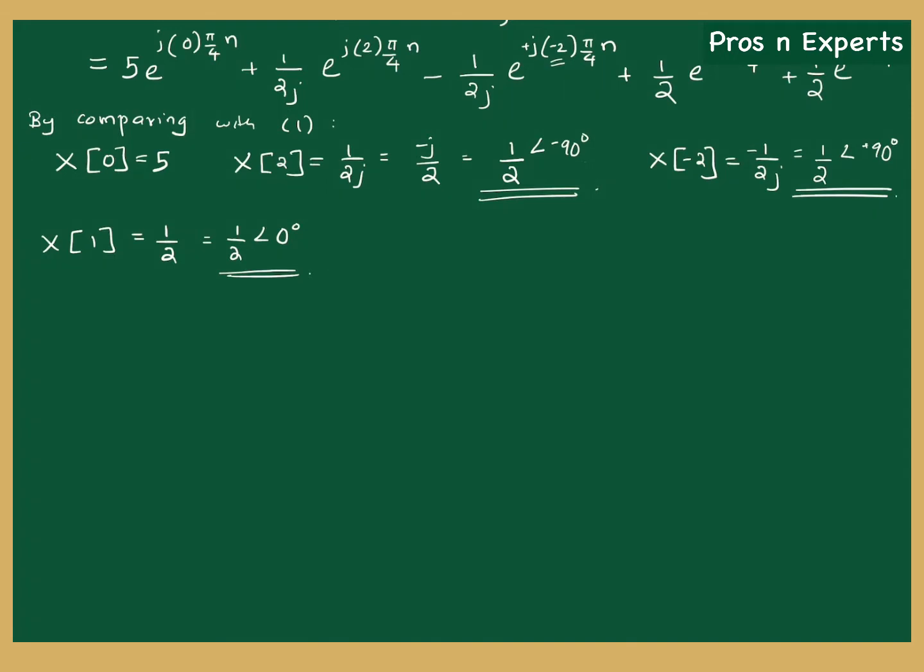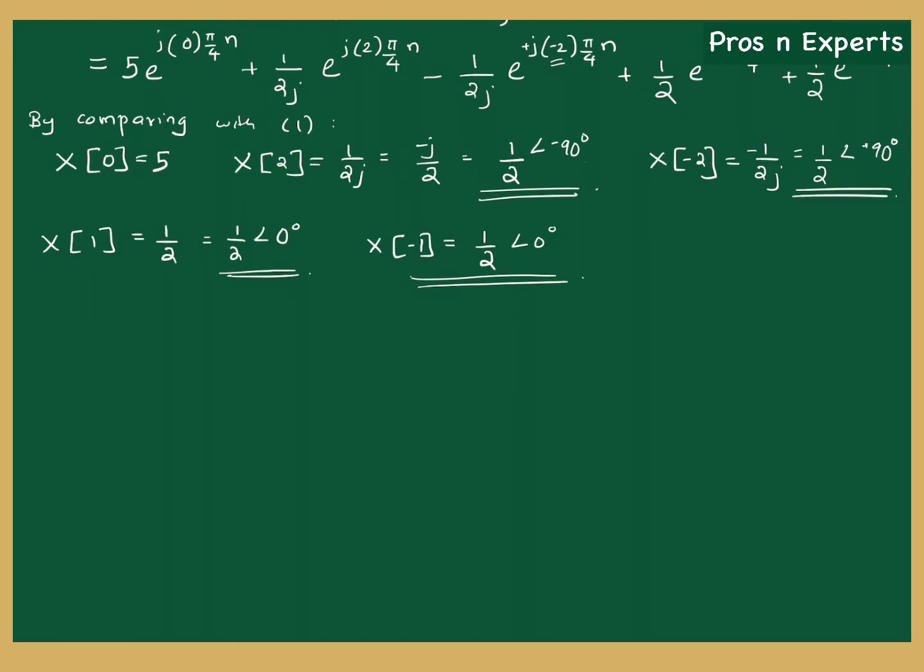And from the last term you can clearly understand that x of k is 1 by 2 and k is minus 1. So x of minus 1 is equal to 1 by 2, and there is no j term, so the angle is 0 degree. X of minus 1 is 1 by 2 angle 0 degree. And so we have found all the Fourier series coefficients.